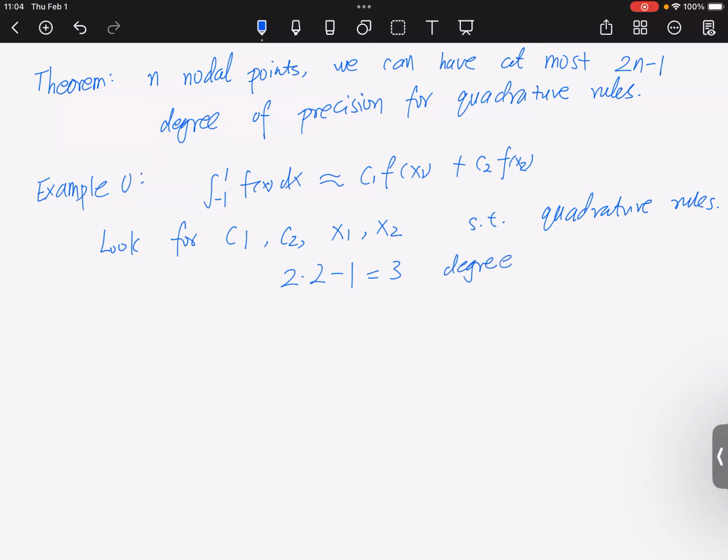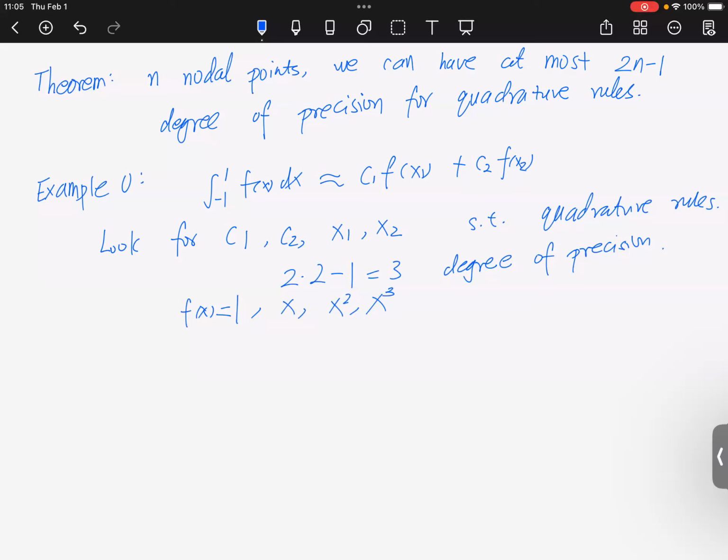So we plug in f(x) equals 1, f(x) equals x, x squared, and up to x cubed, because we have 3 degrees of precision here. Then we do substitutions into this formula and get a system of equations for C1, C2, X1, X2. This is the first example we have, and this is how we get the Gaussian quadrature rule for one concrete example.